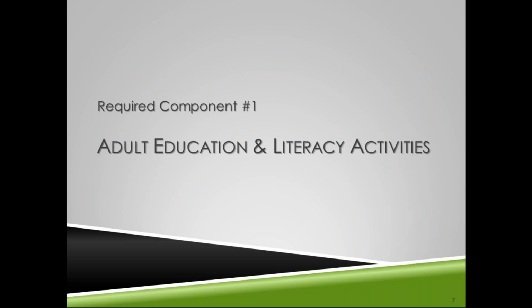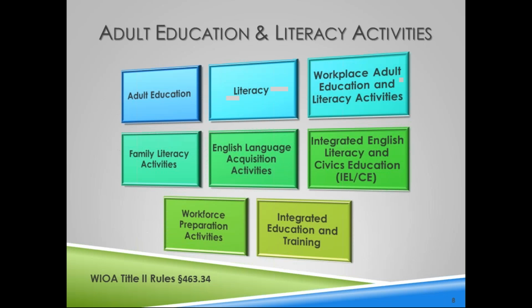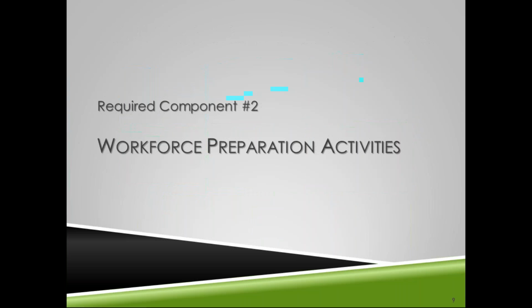So with the first component, adult ed and literacy activities, we should all be familiar with these 8 pieces. They're adult education, literacy, workplace adult ed and literacy activities, family literacy activities, English language acquisition activities, integrated English literacy and civics education, or IELCE, workforce preparation activities, and integrated education and training. You'll notice there's kind of a pattern. Some of these things are cyclical and they refer to themselves.